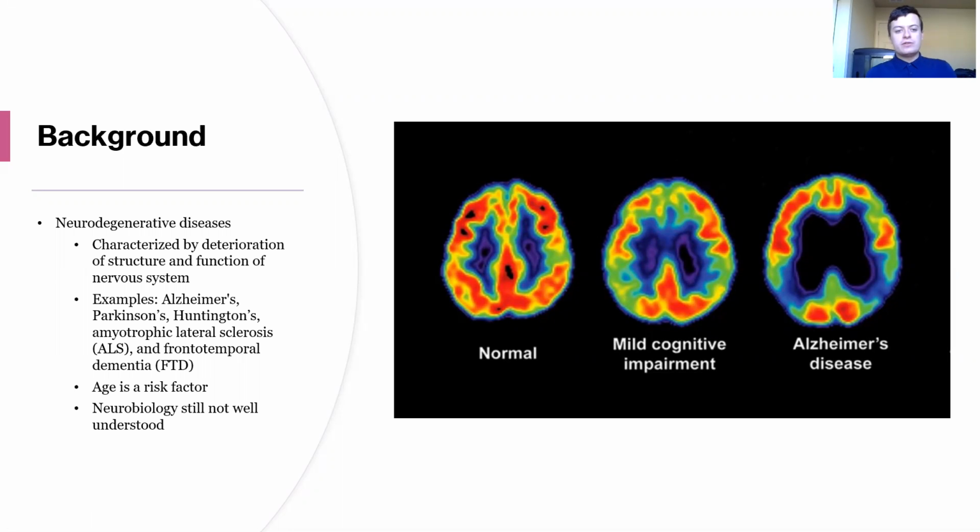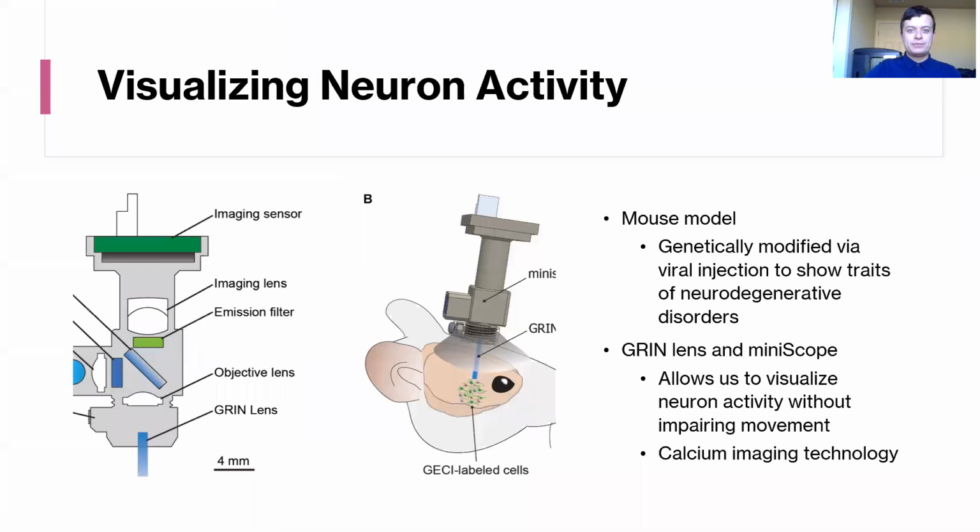In fact, the average age of onset of a neurodegenerative disorder is about 60 to 70 years of age in humans. The neurobiology of these diseases is still not completely understood, especially as it relates to neuronal activity in the brain and the frontal temporal complex, which is where a significant amount of the functioning of the brain comes from. That is what my lab aims to study, that neuronal activity, and how it is impacted by various neurodegenerative disorders.